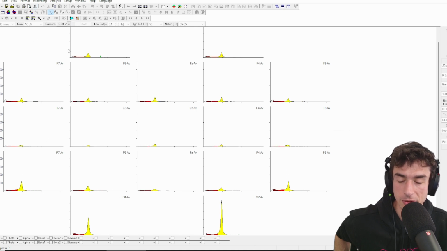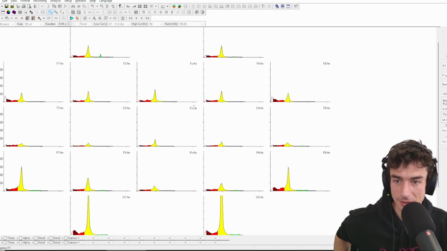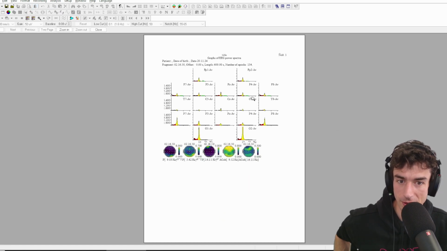Let's go ahead and do a print preview. And I'm going to chop off the top of this part of the spectrum here so that we can see a little bit more of the distribution without having to squint so hard.